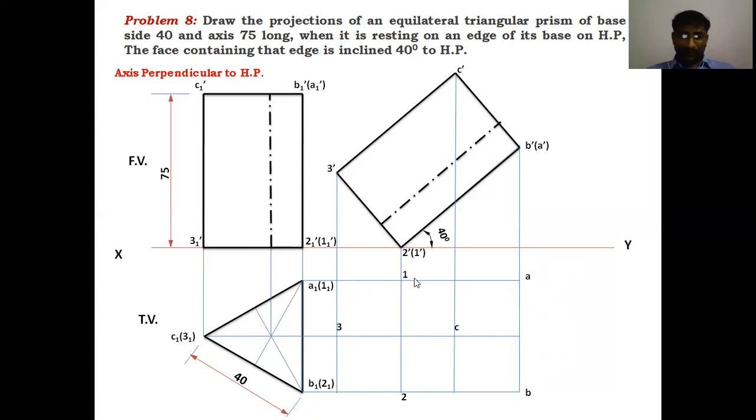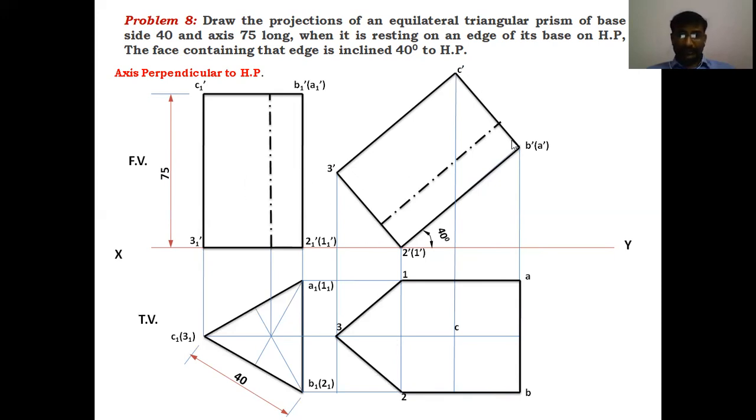These are the points. First, join the outer points. Outer points are A, 1, 3, 2, B, and A. Like that, you have to join the outer points: AB, A1, 1 3, 3 2, and 2B. In any solid, you have to join the outer points first. After joining the outer points, then draw the bases.